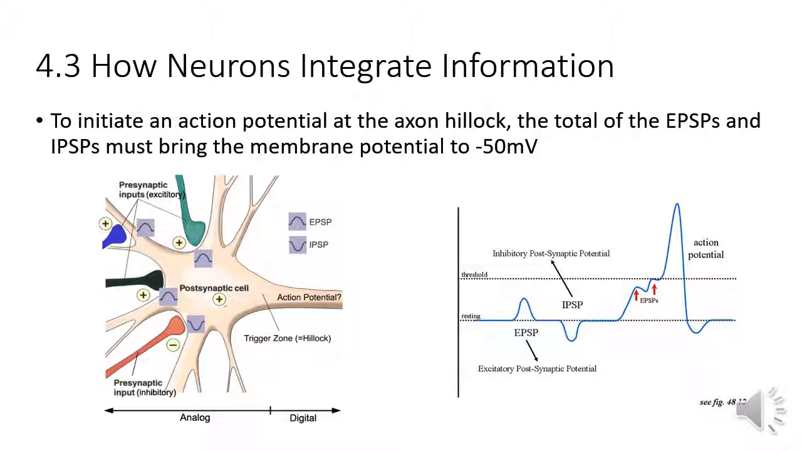To initiate an action potential at the axon hillock, the total of the EPSPs and IPSPs must bring the membrane potential to that threshold of -50 millivolts. In this example, there's a little EPSP that wasn't enough to bring it to the threshold, followed by an IPSP, and then enough EPSPs were added together to reach this -50 millivolt threshold, which triggered an action potential.